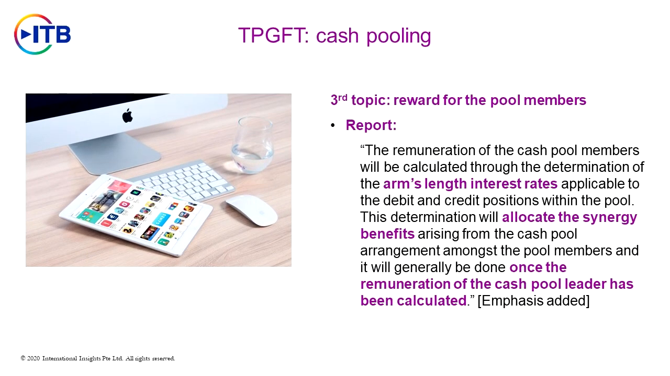The third topic is the reward for the pool members. The report says this: the remuneration of the cash pool members will be calculated through the determination of the arm's length interest rates applicable to the debit and credit positions within the pool. This determination will allocate the synergy benefits arising from the cash pool arrangement amongst the pool members, and it will generally be done once the remuneration of the cash pool leader has been calculated.